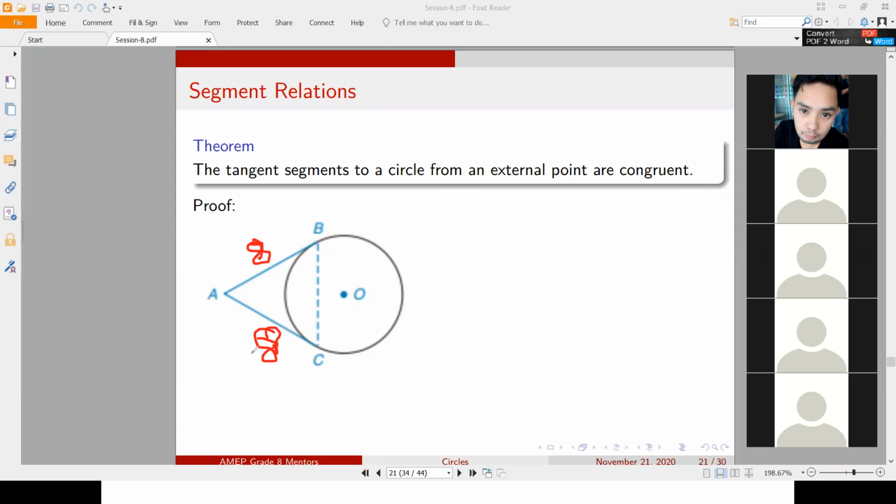Okay. Clear po tayo doon? Yes po. Okay po. So that will be the last one. Pinakamadali ang dalawang tangent, basta dalawang tangent, magkasukat lang yung dalawang segment nun.